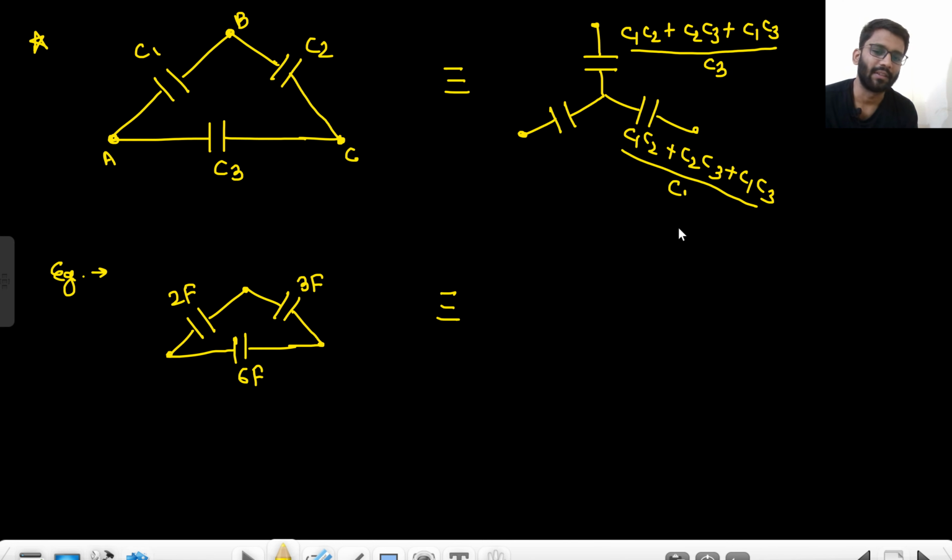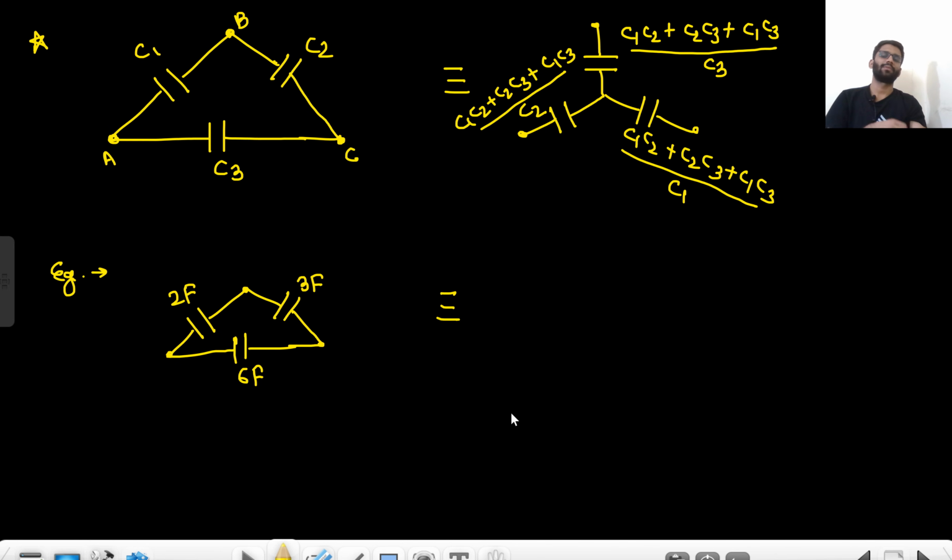Now what about this? It will be the same, C1 C2 plus C2 C3 plus C1 C3 divided by what? Divided by this C2, divided by C2. Got it? Now tell me about this.